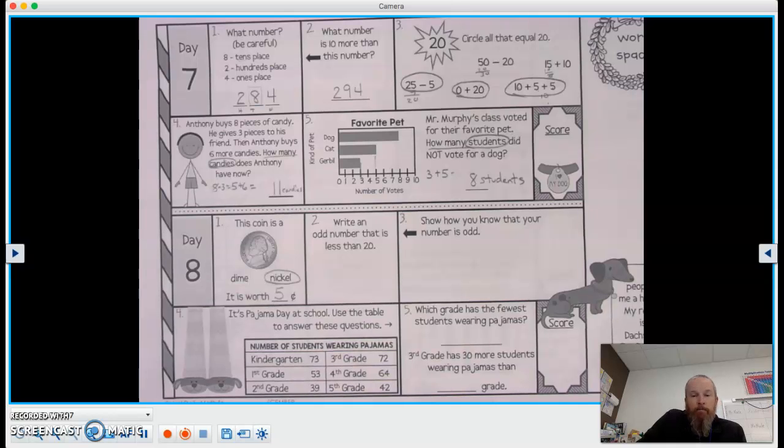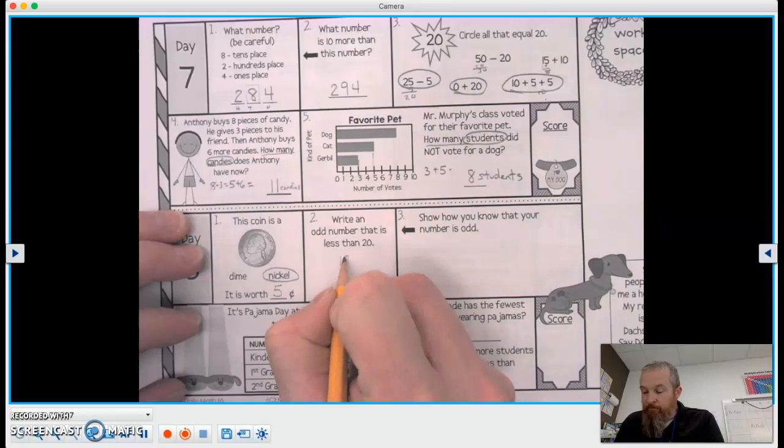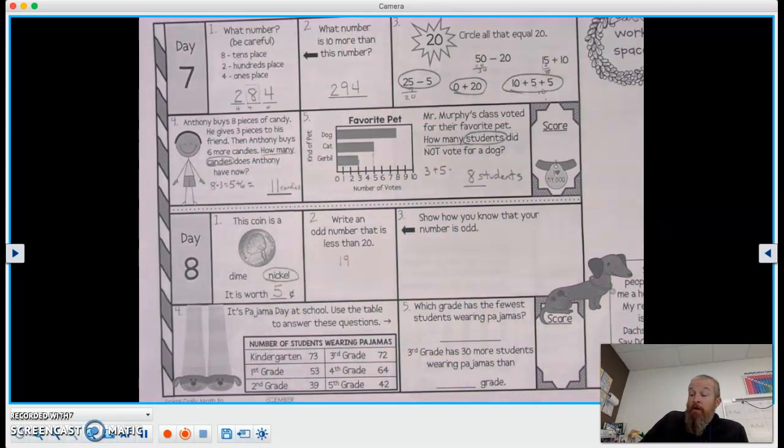Write an odd number that is less than 20. Okay, so an odd number has to end in a ones column with a 1, 3, 5, 7, or 9. Okay, let's go 19. You could also have just the number 1 or 3, 5, 7, 9, 11, 13, 15, 17, or 19. Any one of them. Okay? Show how you know that your number is odd.